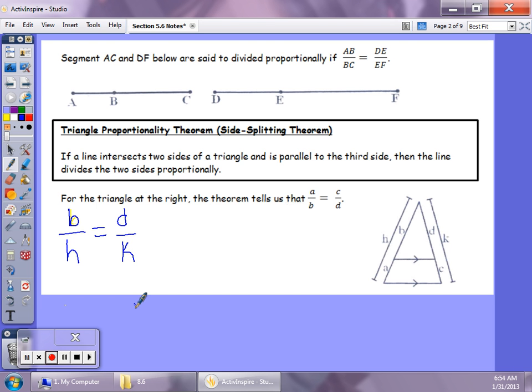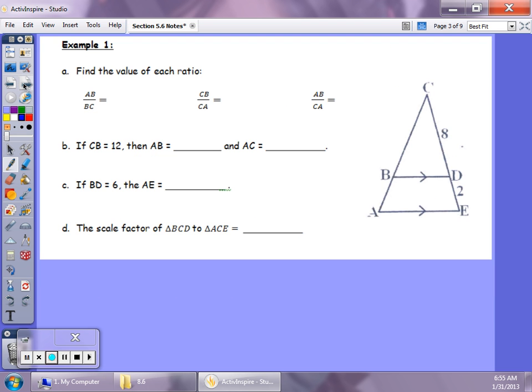Another proportion we could set up would be A over H equals C over K. So A represents the bottom segment of the large triangle. H represents the entire left-hand side of the large triangle. So we can set that equal to C, which is the little segment of the large triangle, over K, which is the entire side of the right triangle. So remember, these are just some of the proportions that you can use that relate to the side-splitting theorem. Let's go ahead and take an example using that theorem.